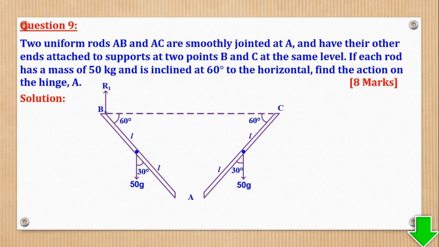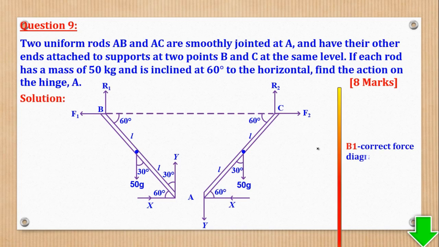Then here, because these are supports, there should be a reaction here at B and also a reaction at C. And there should also be friction, which is F1 here, and friction here, which is F2. Then for this one, if this is upwards, this will be downwards. And for here, if this is to the right, this will be to the left. So that's the first diagram, and that is 1 mark. So let's see how this first diagram is used.